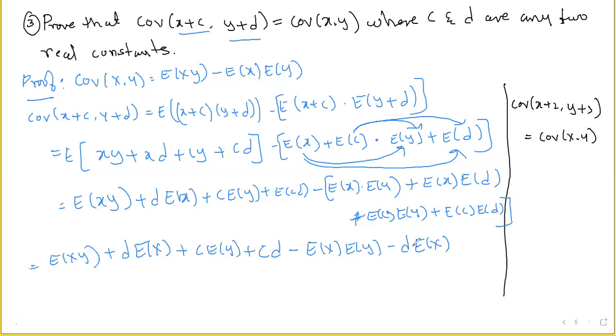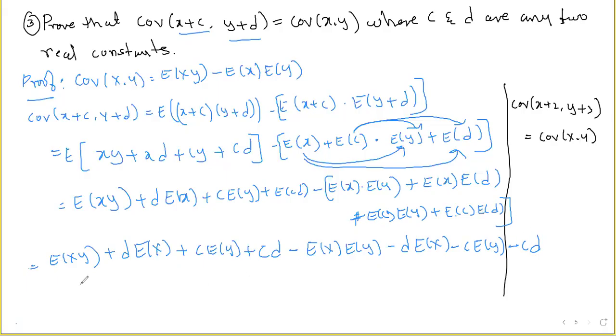Expected value of d is d, expected value of x is the same, so multiplied means d into expected value of x. So minus outside is there, so minus here. Next minus c into expected value of y. Why? Because minus c expected value of y. Now minus cd here. Why minus cd? Expected value of c is c, expected value of d is only d.